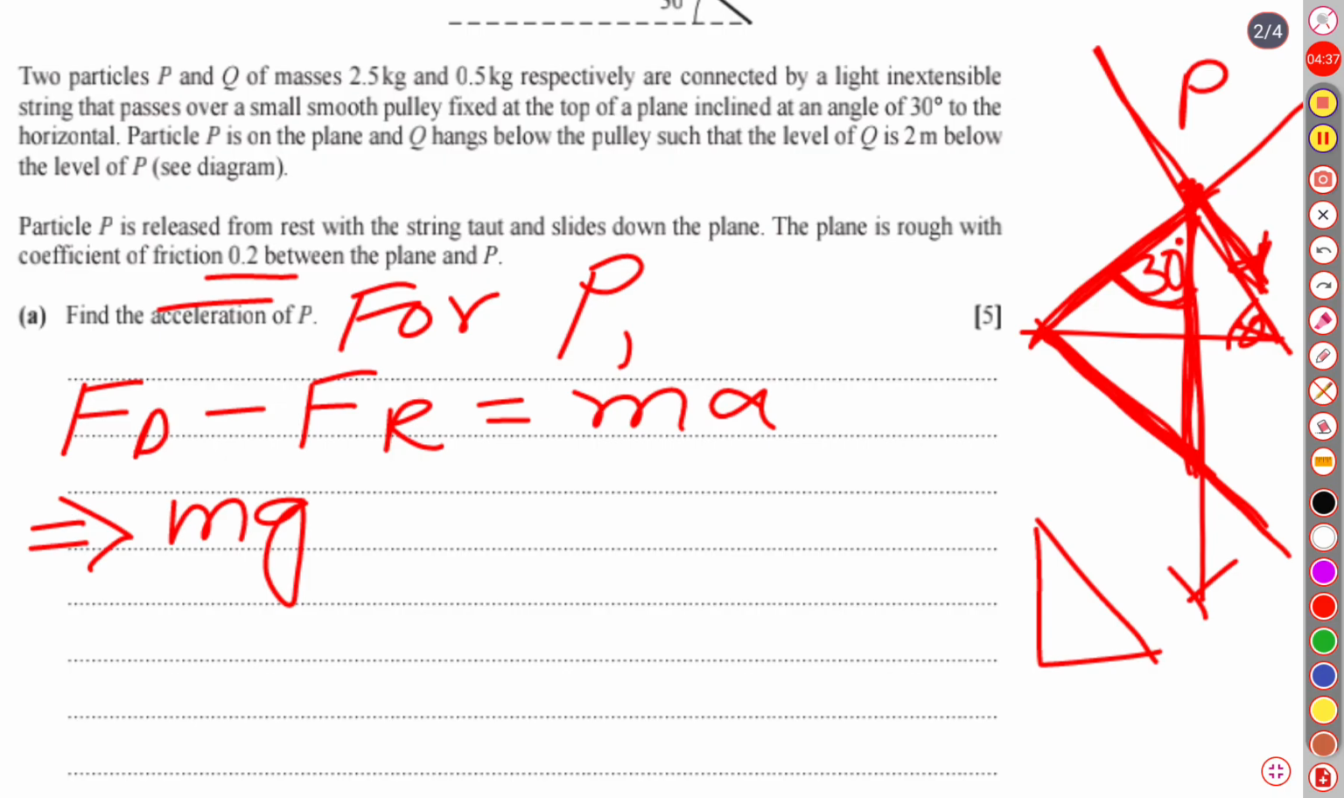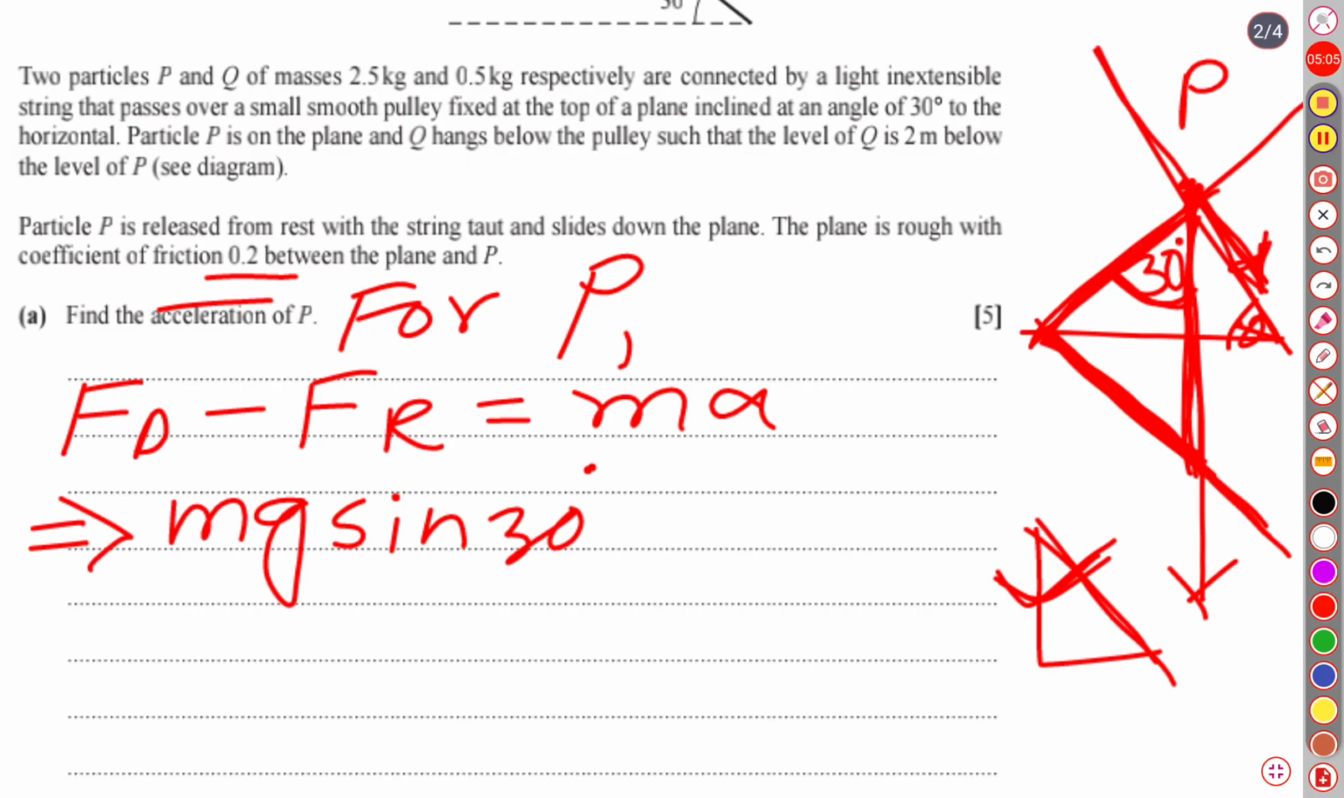According to this triangle, this is the vertical line. So for the vertical line we can use mg. mg is the hypotenuse, so the component is mg sine 30 degrees, because our angle is 30 degrees. This is the only driving force in this system. Then we will subtract the resistance forces.